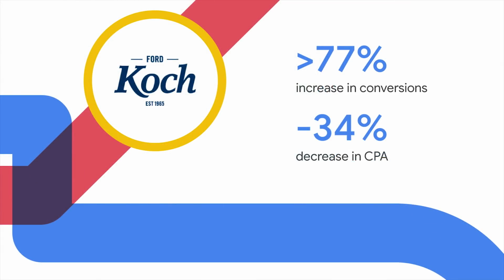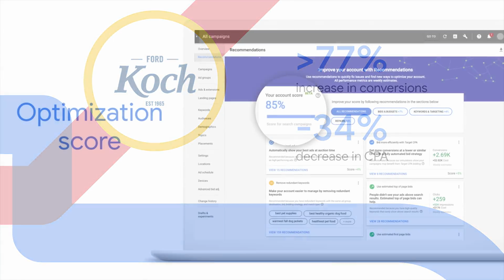Coke Ford, a large car dealer in Canada that runs a small marketing team, sees the recommendations page as a valuable time saver and also a campaign educator. They like that Google is able to analyze their account and make suggestions that can significantly increase their conversions. Since opting into TCPA bidding through recommendations, their conversions increased by 77%, with an additional 34% decrease in CPA. Really great results. And there's more.